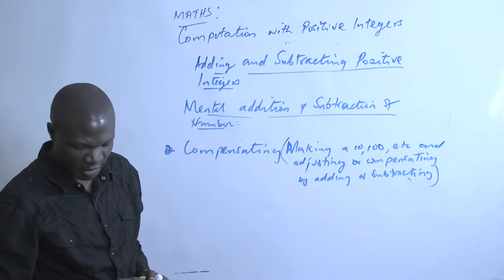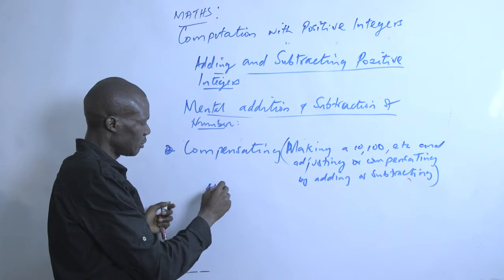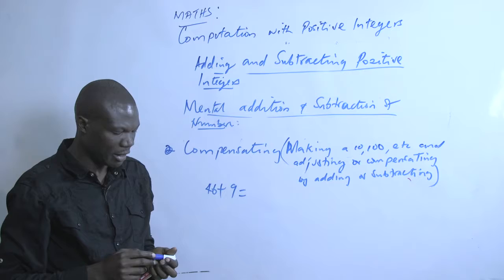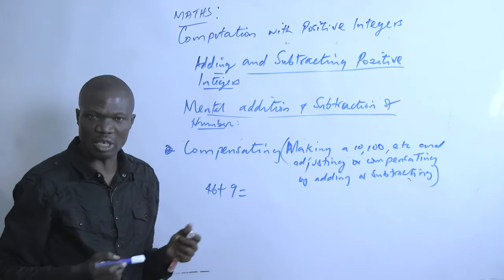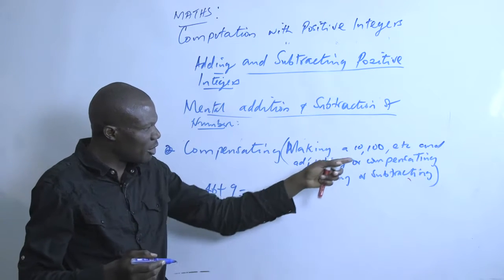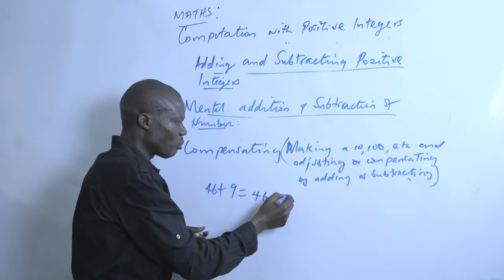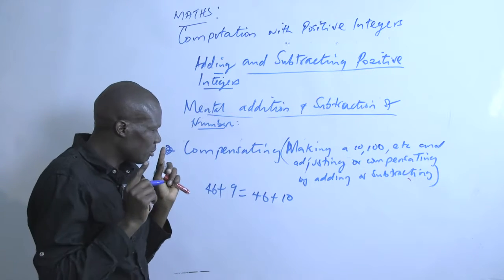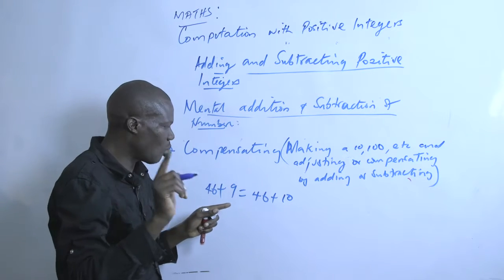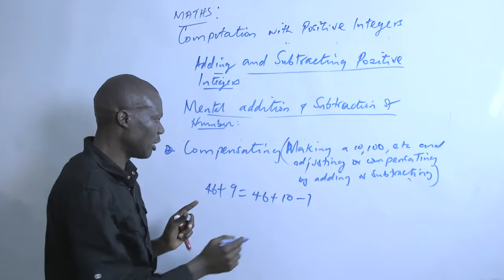Let us look at the example below. 46 plus 9. So we want to add 46 to 9. We need to adjust. So let us take 46. But for 9, we round it off to any of these, 10s, 100s, and so on. The one which is nearer is 10. But ask yourself, how did we get this 10 related to 9? We took 9 and added 1. So we should be able to subtract a 1 to go back to the original value.